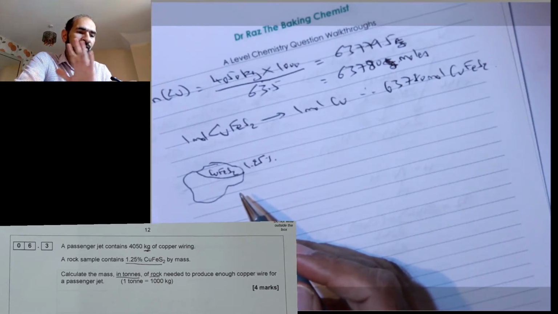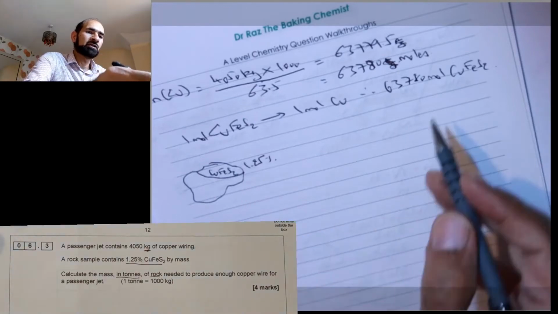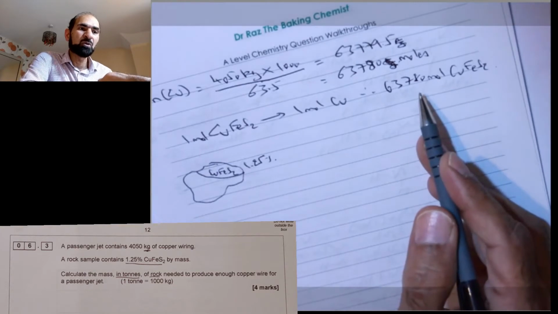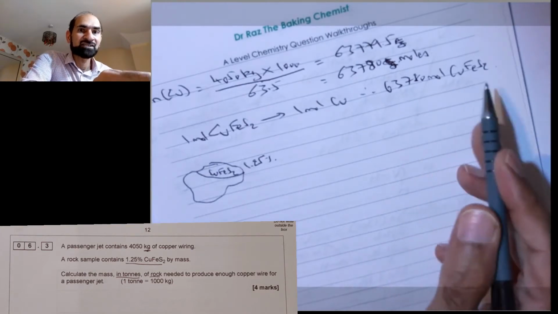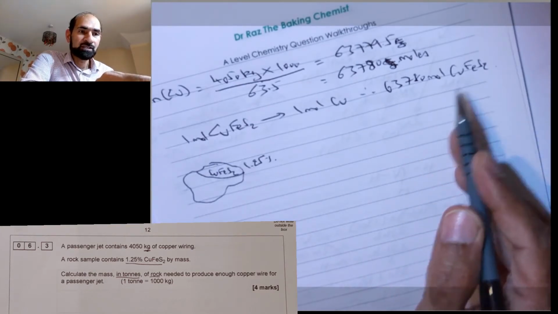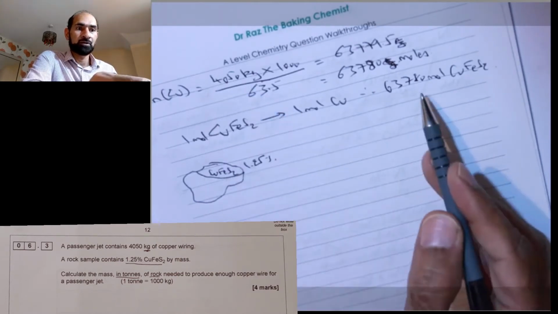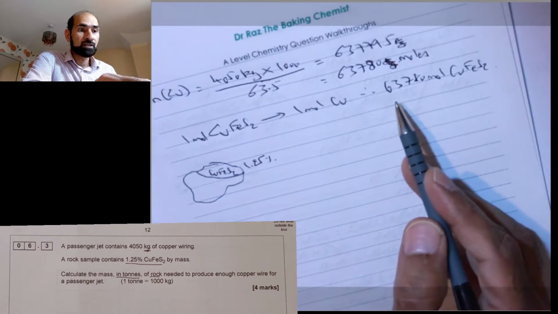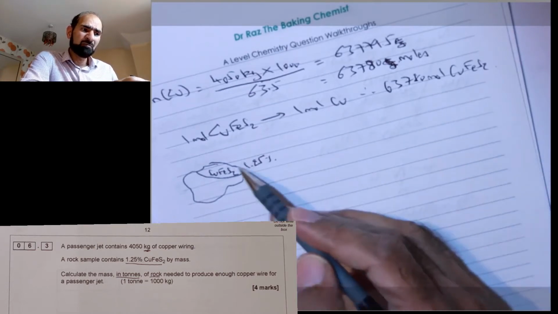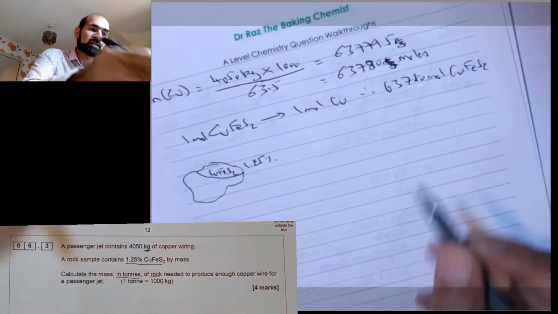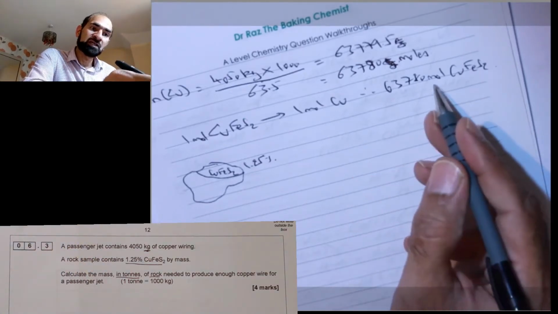But before you do that, you've got to change the moles. Because we're talking about masses here, you've got to change that moles of CuFeS2 back to mass. So you changed the mass of copper into moles of copper, you related it with the CuFeS2, and this is the number of moles, but now because you need the mass of the ore, you need to change that from moles to mass. So let's do that first.